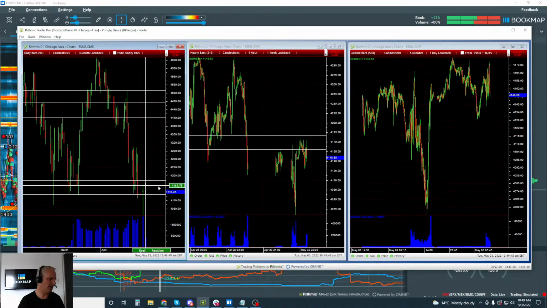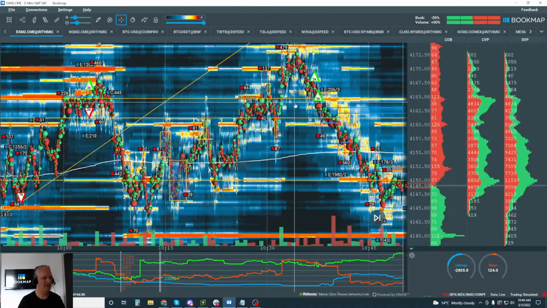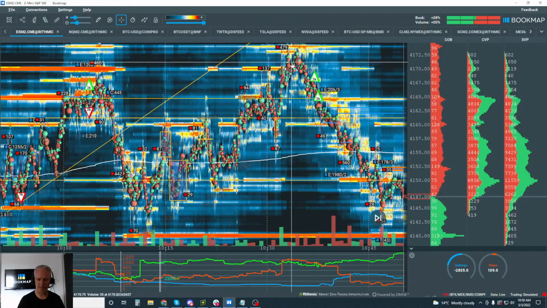And then look at how they just tapped above the swing high today from yesterday's high. This was around 41.65. So we just saw that now, right?